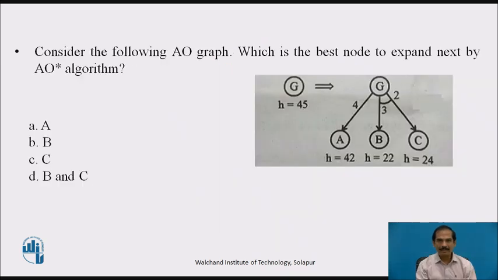AO star algorithm. Let us consider these MCQs. Consider the following AO graph. Which is the best node to expand next by the AO star algorithm? The alternatives are A, B, C, and D, B and C. The answer is A because A has an arc value of 4 and H value of 42.